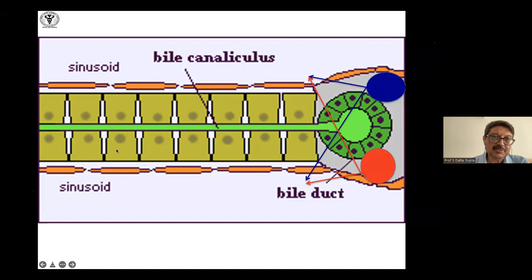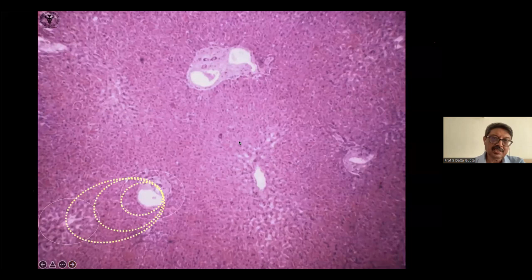The sinusoidal blood flows from the portal tract towards the terminal hepatic venule. The bile flows in the other direction, towards the biliary tree in the portal tract. So it's almost opposite direction this flow occurs. Okay? So this is almost like what you see in the kidney.